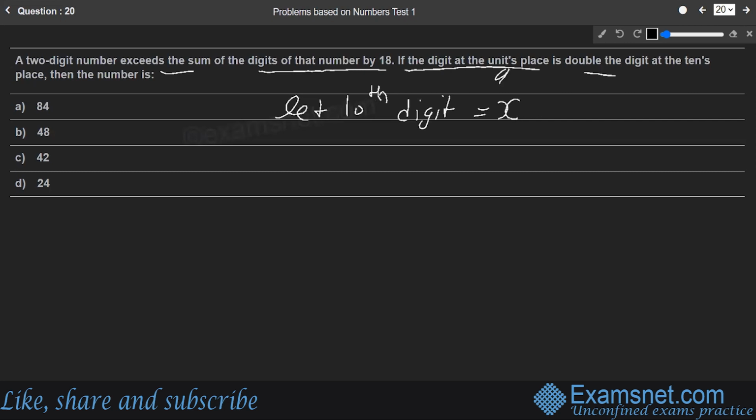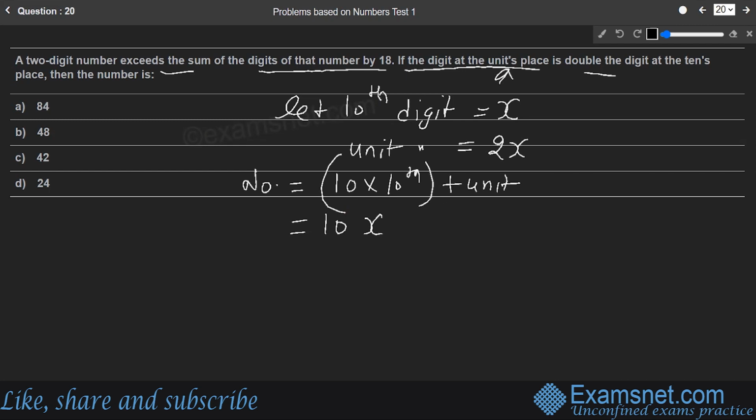Then he said the unit place is double the tens place digit. So the unit digit will be double, so 2x. So these are the two digits available. Let us form the number. The number is always formed by 10 times the tens digit plus the unit digit. This is how the number is always formed. So 10 times the tens digit x is 10x, plus the unit digit, that is 2x. So the number becomes 10x plus 2x, that is 12x. Now this is the number.